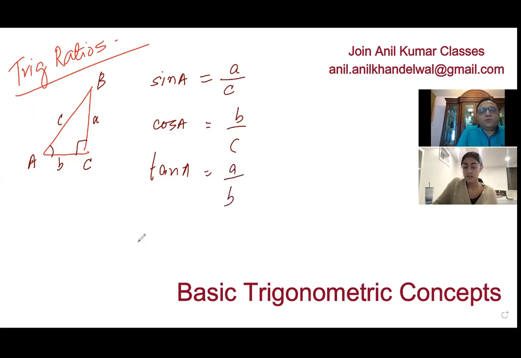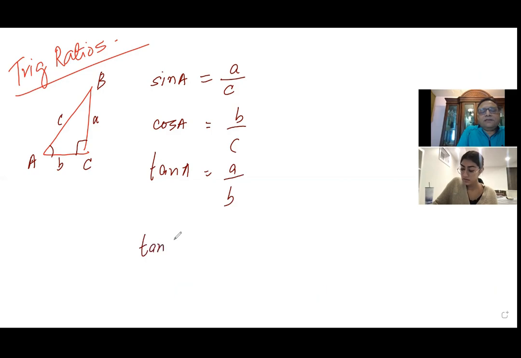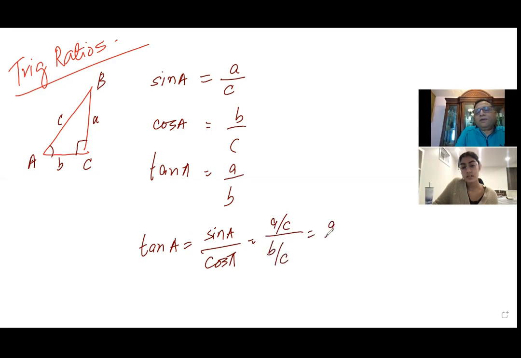And from here, you know that tan A basically is equal to what? Sine A over cos A, right? Oh, because it's opposite over adjacent? So if you write down this, a over c over b over c, what do you get? You get a over b, correct? So we have just understood our first trigonometric identity, that is tan A or tan theta is sine theta over cos theta. Clear? Yes.